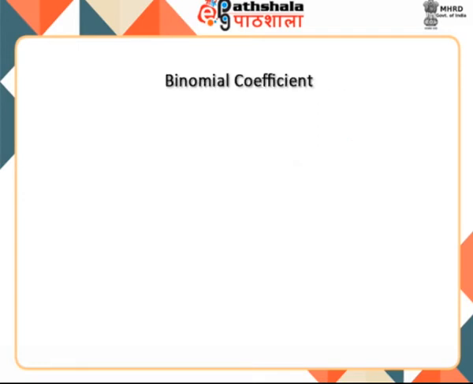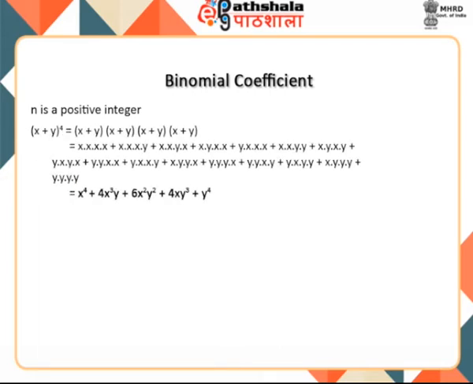Let's understand the concept of binomial coefficient. If n is a positive integer and we find the value of (x plus y) raised to the power n, then each term of this expansion will be a product of x's and y's with an x or a y coming from each of the n factors of (x plus y). Take for example (x plus y) raised to the power 4. The total number of terms in this expansion would be 2 raised to the power 4, which is equal to 16.